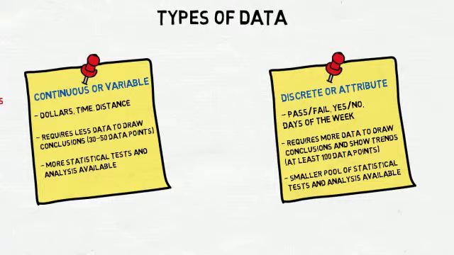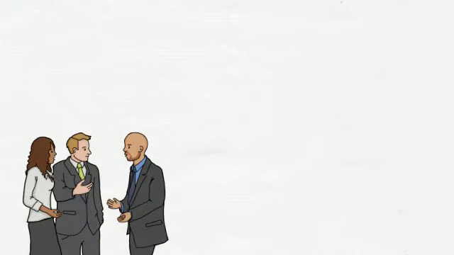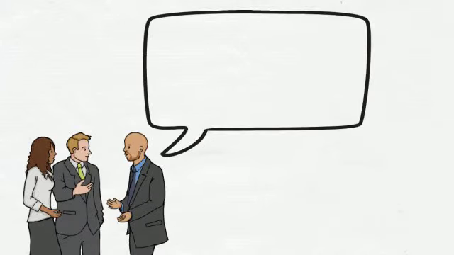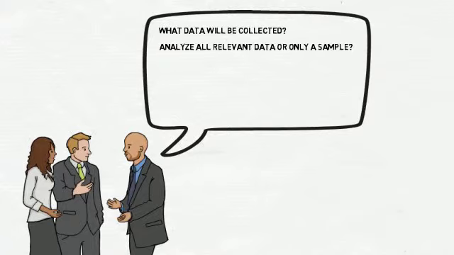If you have discrete data, you need many more data points to draw conclusions and show trends. At least 100 data points are required for discrete data collection, and sometimes 200 to 300 is even better. Discrete data also has a smaller pool of statistical tests and analysis that can be performed.